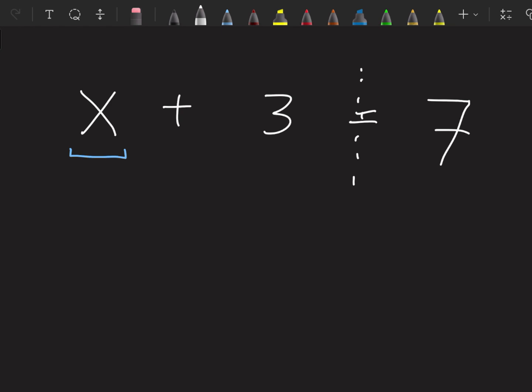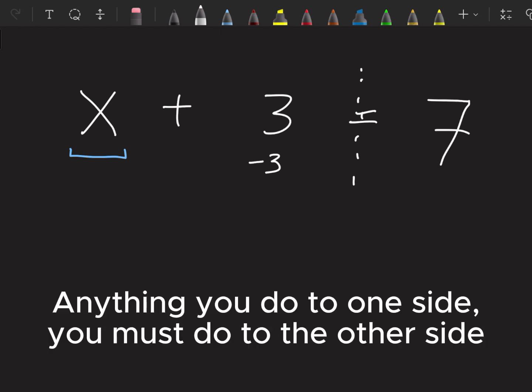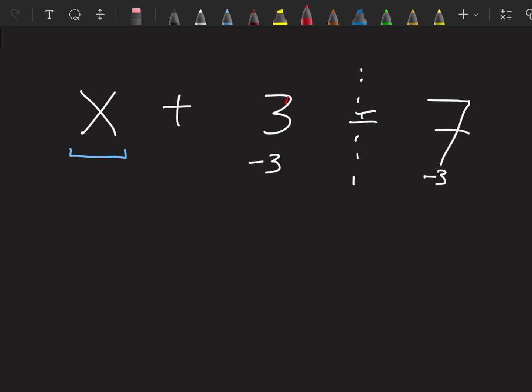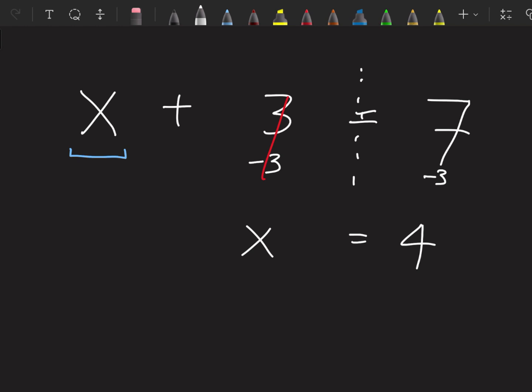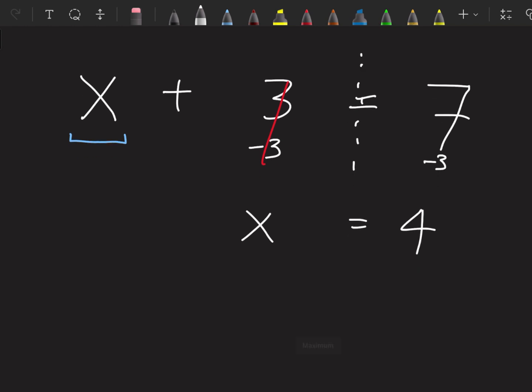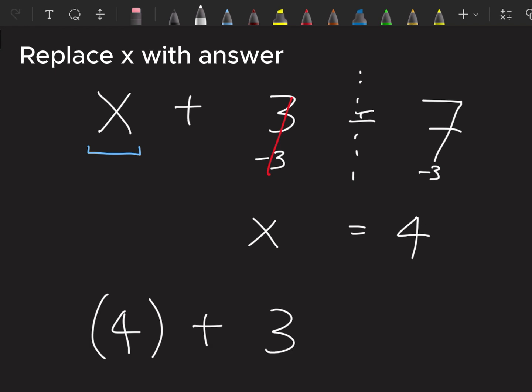How do we get rid of the 3? Well, we can easily subtract 3. Because 3 minus 3 is 0. And based on the rule we just made earlier, we also have to subtract 3 on the right side. So if we subtract 3 on the left side, we also have to do the same on the right side. So 3 minus 3 is obviously 0. Now we have x equals 7 minus 3, which is 4. Now we have x equals 4. And we can check our answer. 4 plus 3 equals 7. And that is correct. Both sides are balanced.